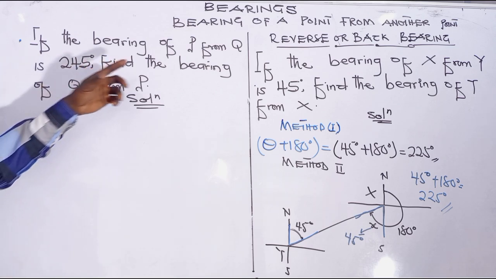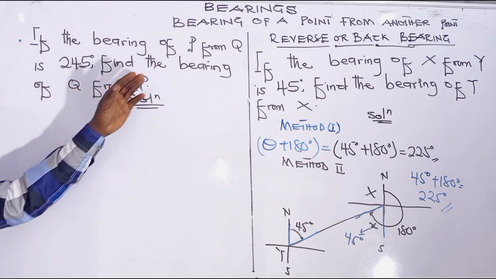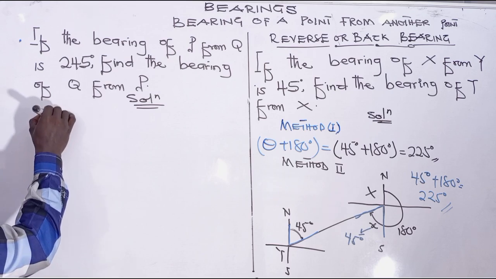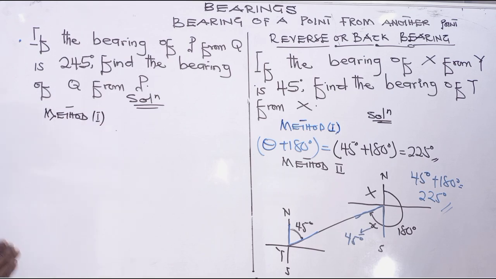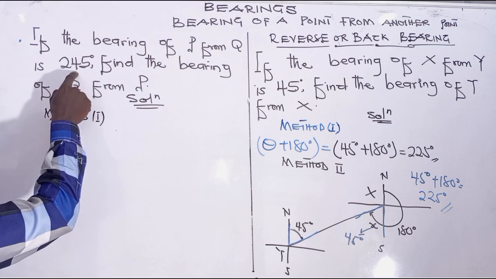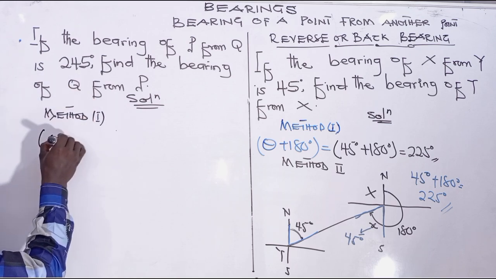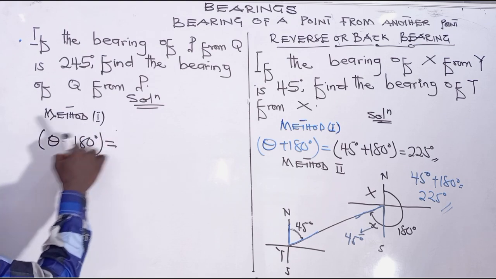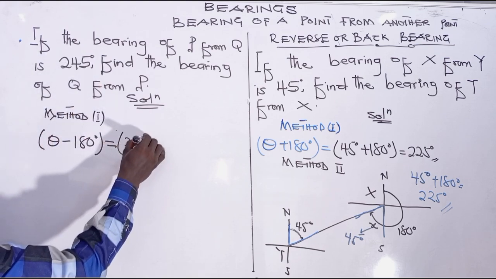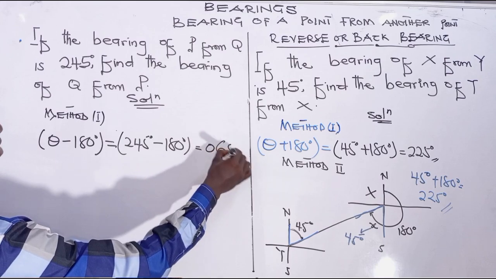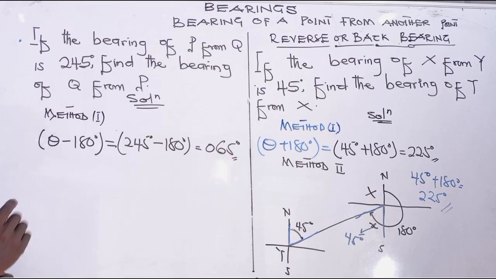We are saying that if the bearing of P from Q is 245 degrees, we want to find the bearing of Q from P. Let's use the first method. With method 1, it says that if the angle given is greater than 180 degrees, what we do is subtract 180 from the angle given. Looking at this, the angle given is greater than 180 degrees, so we are going to subtract 180 from this. So we have theta minus 180 degrees. Our angle is what? 245. And this is going to give us what? 065 degrees.